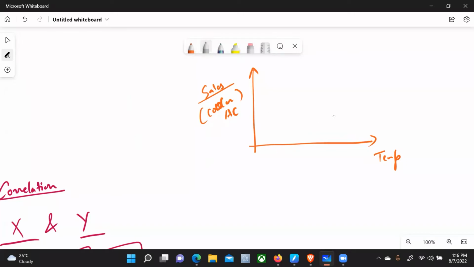So guys, what would be a generic idea? As the temperature is increasing, you will rightfully say that the sale of AC and cooler will definitely go up, right? Not a perfect relationship, but this is the trend that we observe in these seasons.